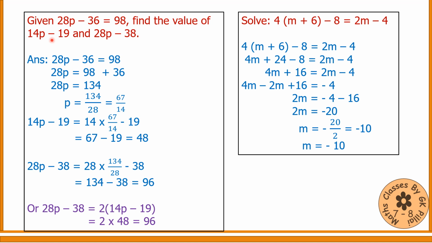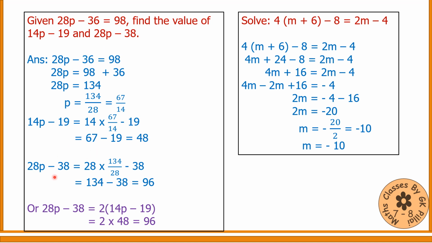Now we write this one. 14p minus 19 will be 14 into, in the place of p we substitute 67 upon 14. 14 and 14 get eliminated. You will be left with 67 minus 19 equal to 48. Now the next part.